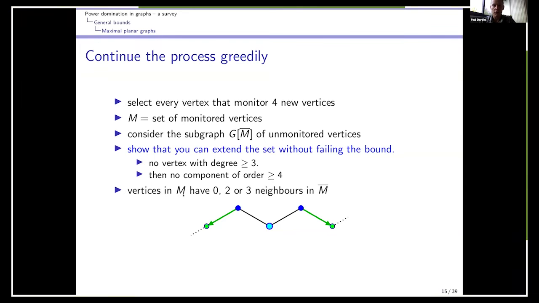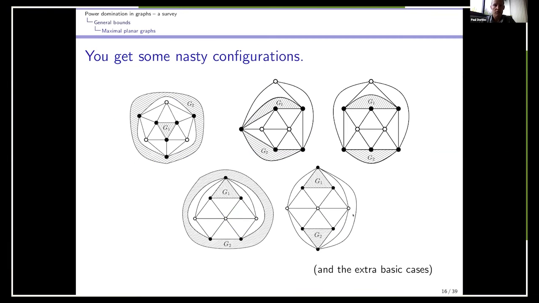And I observe that every vertex in the set of monitored vertices must have 0, 2, or 3 neighbors in the set of non-monitored vertices. Okay, so this is an example of a component of size 5. And if I pick one new vertex, it will monitor the path. So what I get at the end is a set of configurations where I can be stuck. So one configuration, for example, is this one.